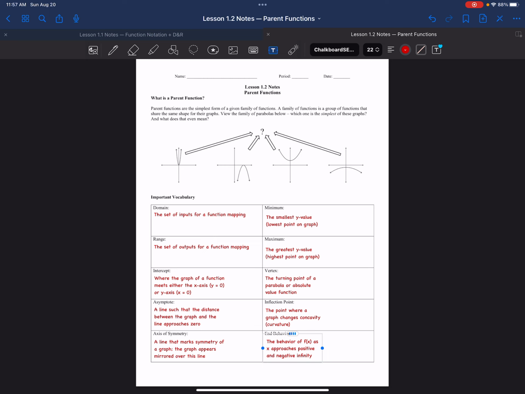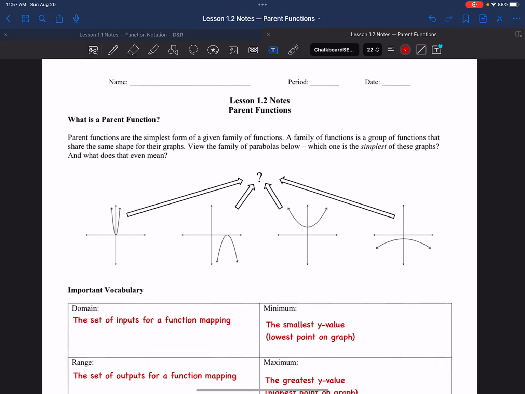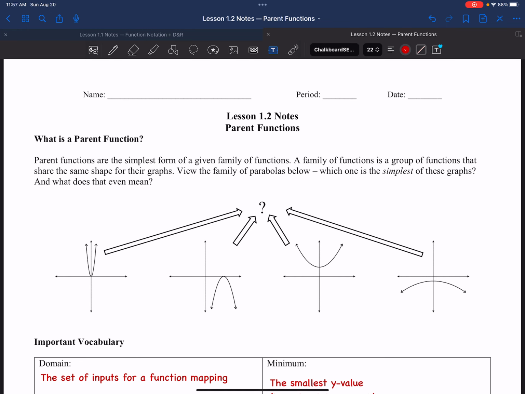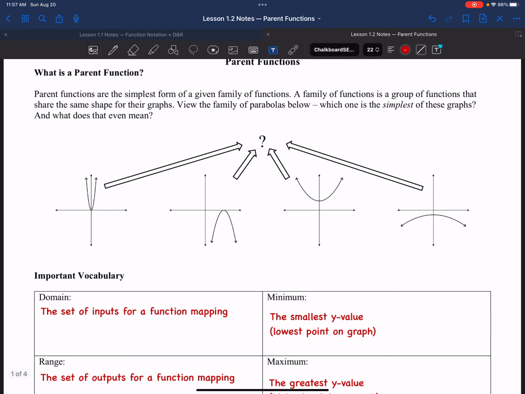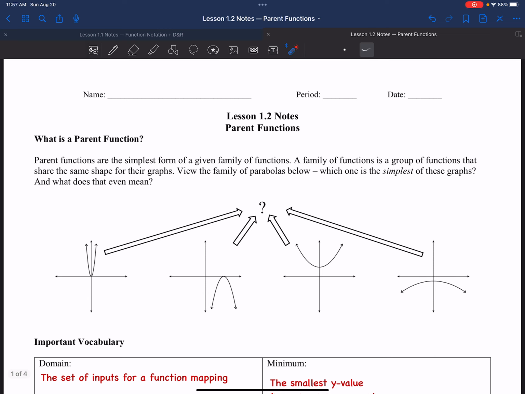But if you missed class, or if you just need to go over it again, or maybe we got cut short on time, I don't know, here's the video, okay? And I'm basically doing the part of every student. Okay, so lesson 1.2 notes, we got on parent functions.